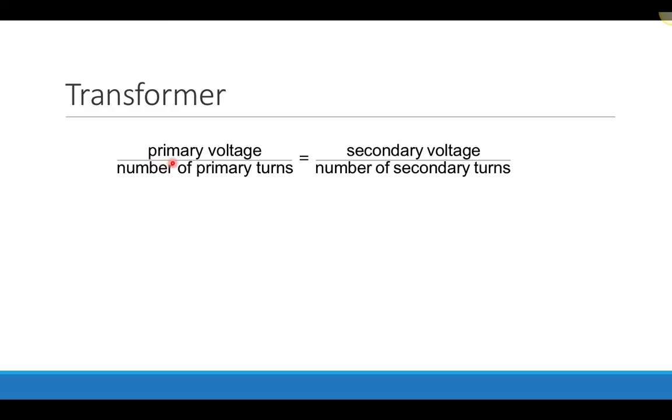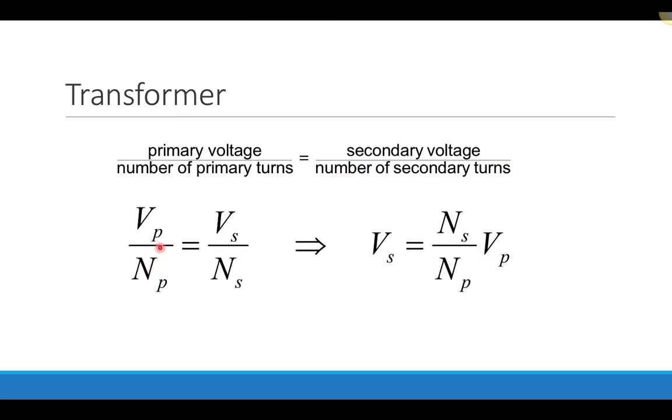So if you take the ratio of the primary voltage input divided by the number of turns that you have in that primary coil, it has to equal the voltage that you get out over the number of turns in the secondary. The way that we write this is that the voltage of the primary over the number of turns in the primary is equal to the voltage in the secondary over the number of turns in the secondary. So we have this ratio relationship. Voltage to turns is basically constant in a transformer.